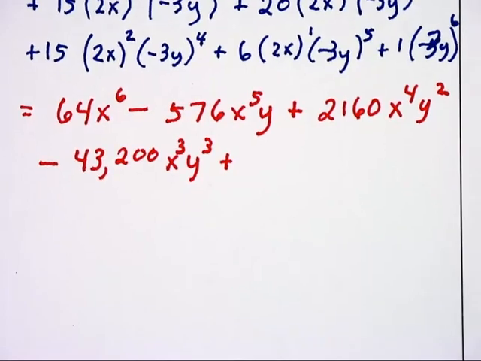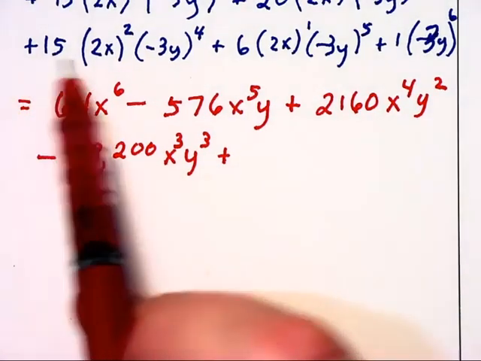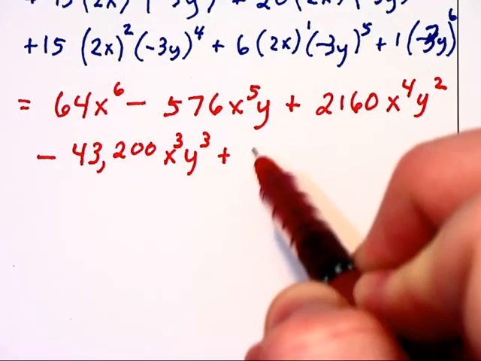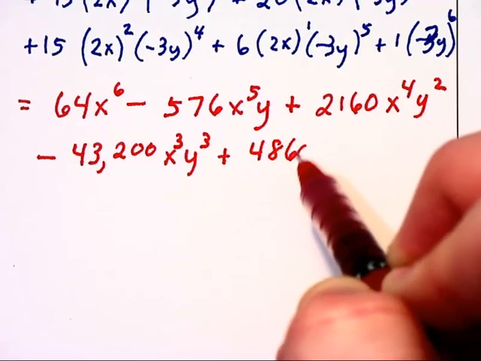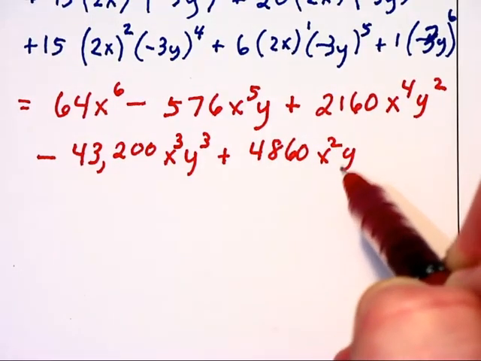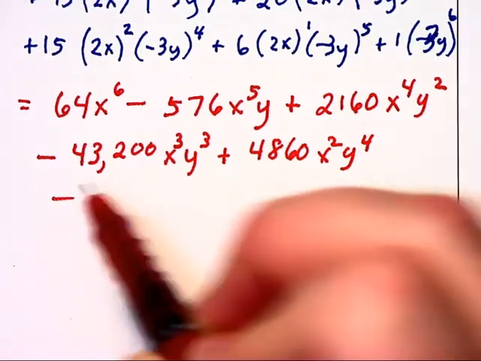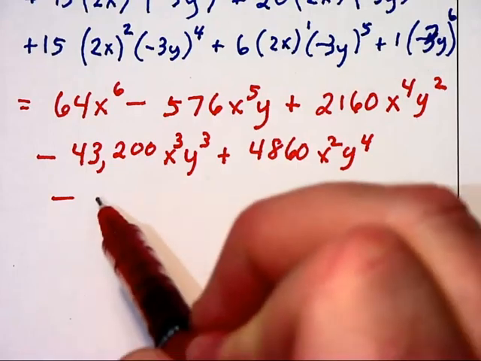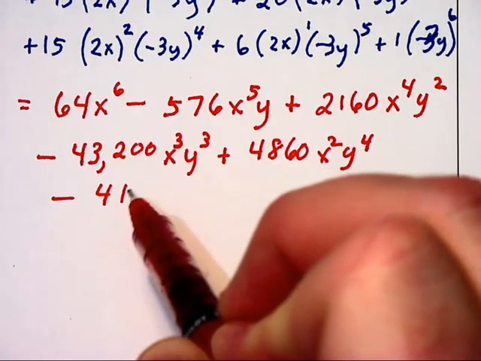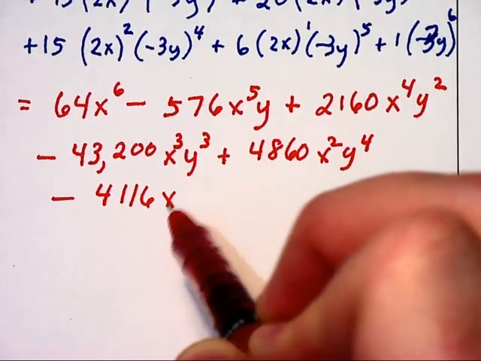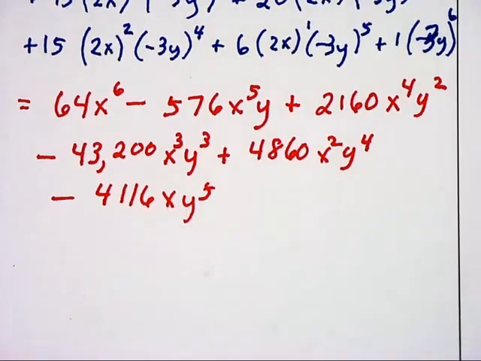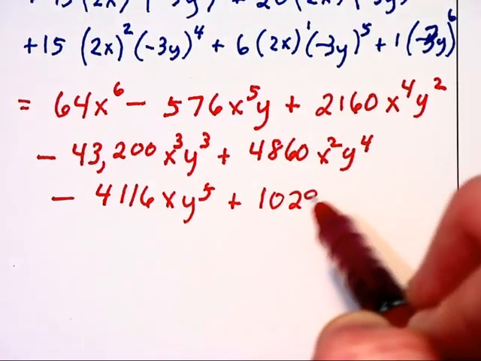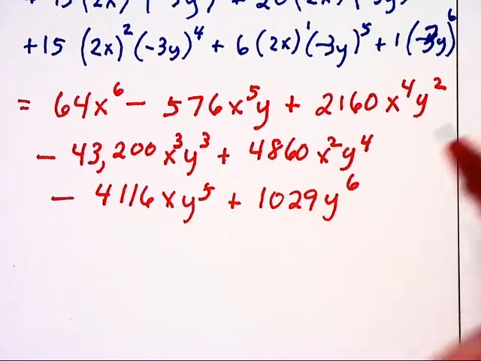plus, let me move this up a little bit, we're now up to the bottom row there, 15 times 4 times 81, which turns out to be 4,860 x squared y to the fourth, minus 6 times 2 times negative 243, so that becomes minus 4,116 x y to the fifth, and then finally plus 1,029 y to the sixth power.